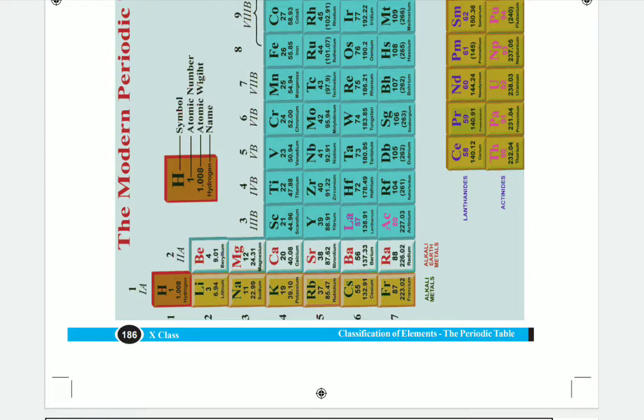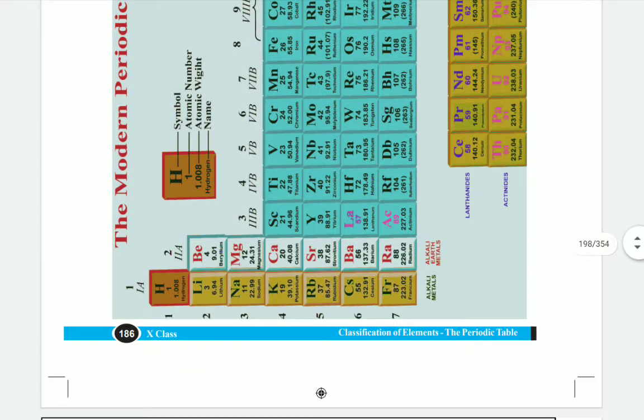The number of main shells present in each atom decides which period the element belongs to. That means in each element we look at how many main shells there are. For this we first have to know the electronic configuration, and we already know how to write it. For example, how do we write the electronic configuration of hydrogen? Hydrogen has only one electron.